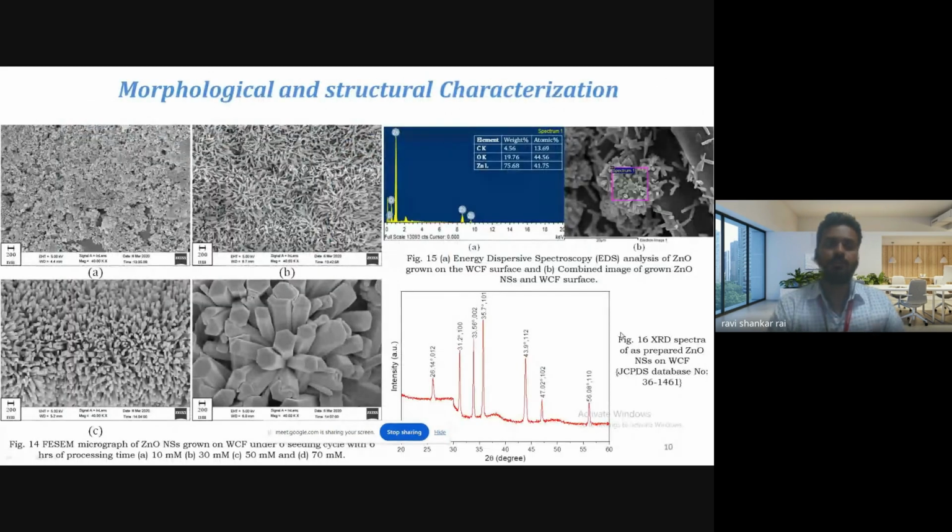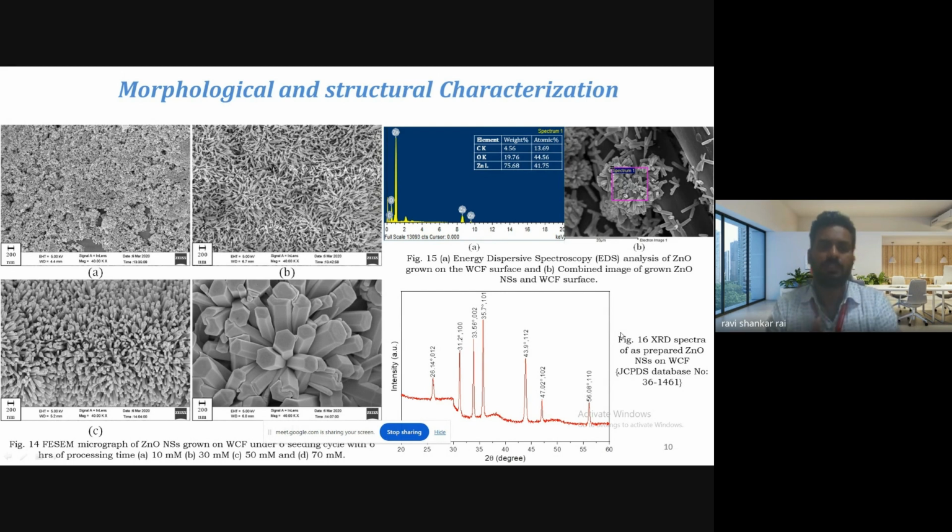After that, we studied different characterizations. We applied field emission scanning electron microscopy, EDS spectroscopy, XRD, and others as well. The motto is to study the mechanical characteristics. These are some of the morphological and structural characterizations. Different morphologies have been developed.